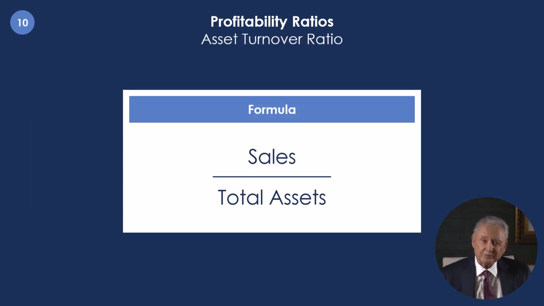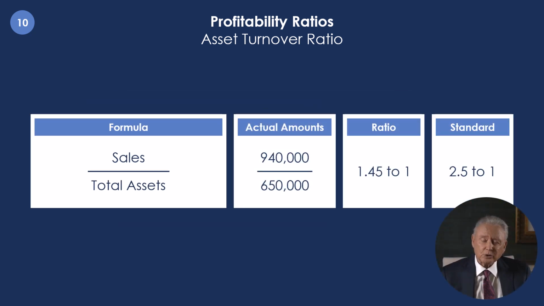In a business, we use assets to generate sales. Assets are financed by debt, which has an interest cost, and by capital, where investors expect a return. In our first ratio, we compare sales divided by total assets. Our $940,000 in sales divided by total assets of $650,000 yields a ratio of 1.45 to 1. The standard is 2.5 to 1. This standard is for a clothing wholesaler.